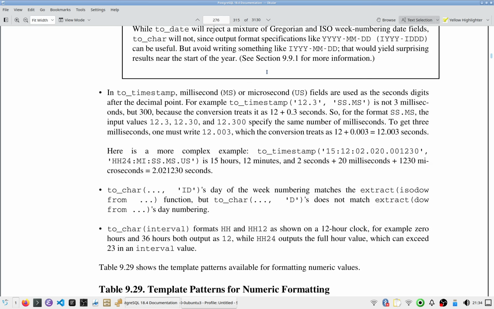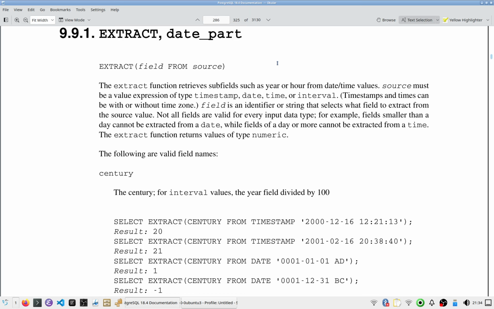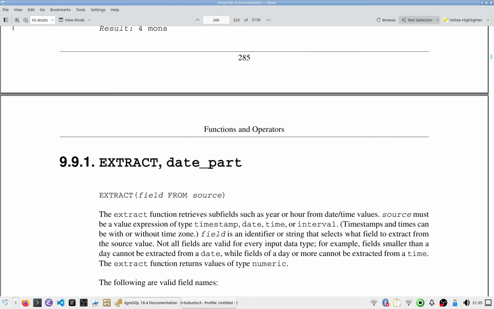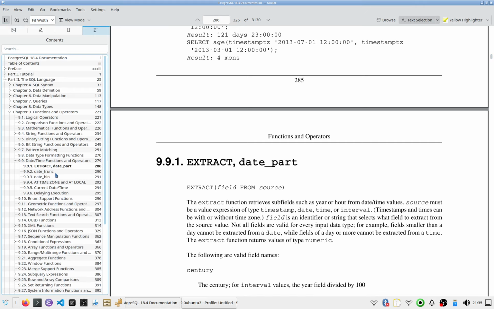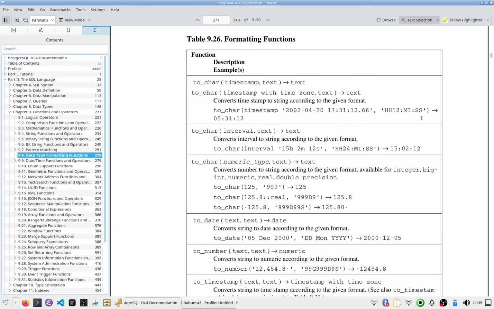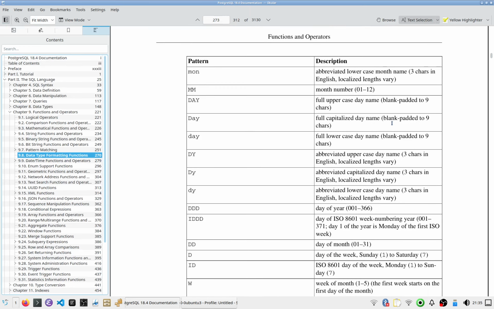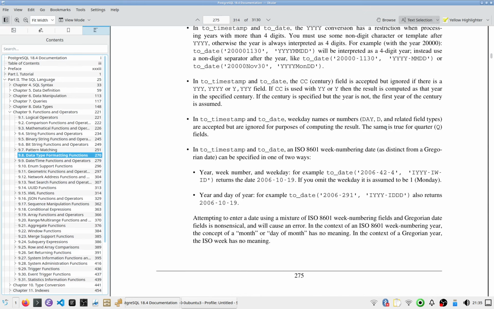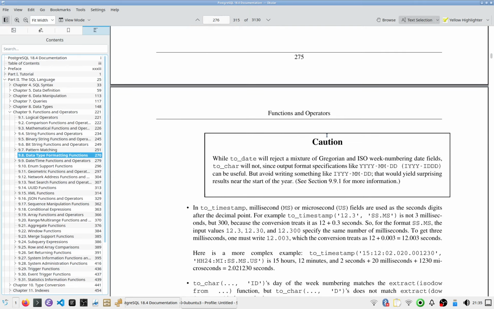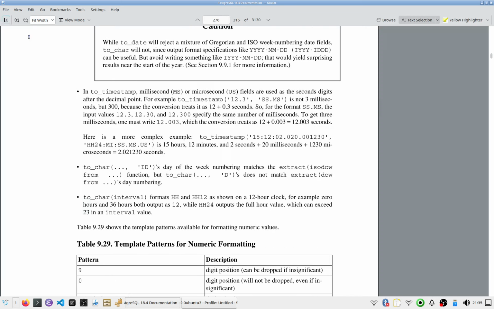So we'll see section 9.9.1 for this information. Let's go there. So this is much later. Okay. We were doing data type formatting. It does not have a back button like browsers, because it's a PDF. Okay. So there it is.